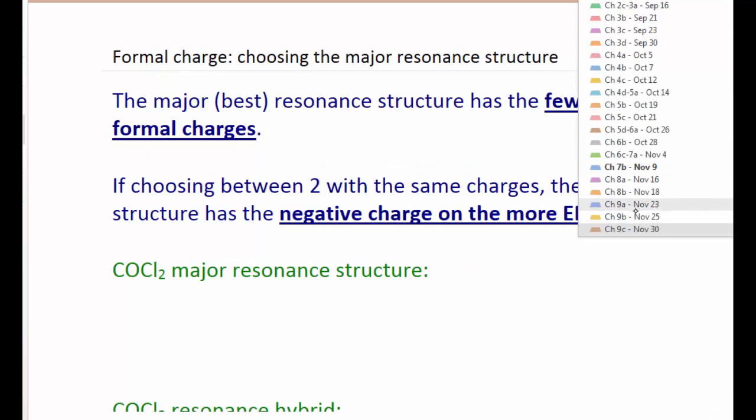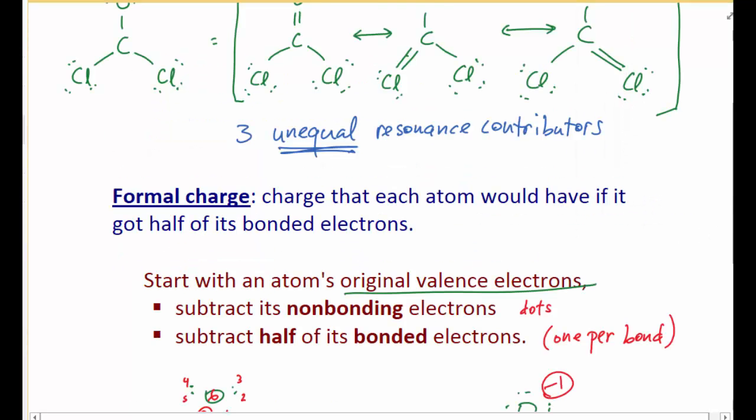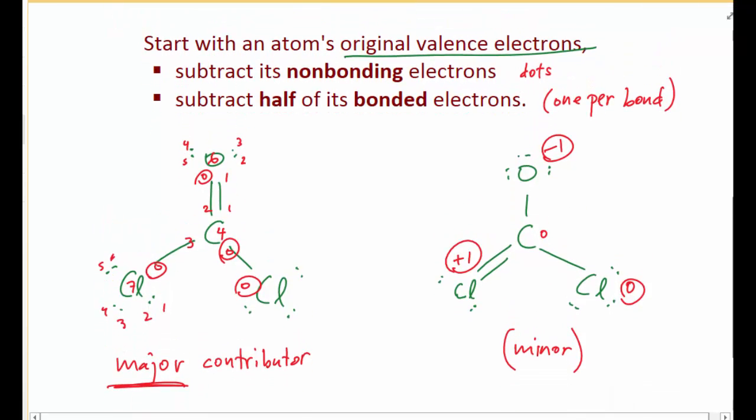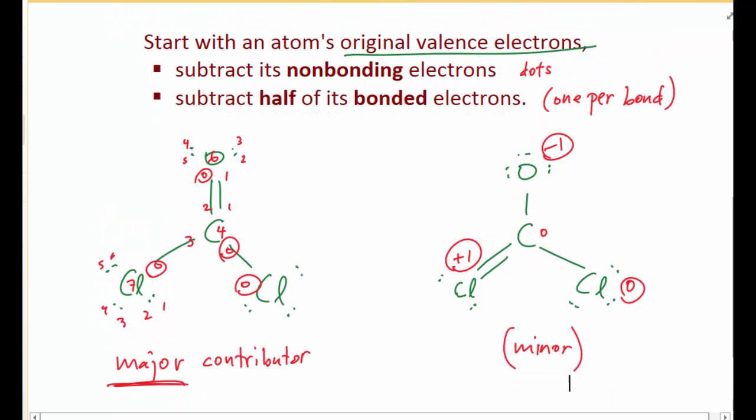So let's look at the last page that we had up last time here. We had two possible resonance structures of this molecule with C in the middle, O and two chlorines attached to it. We got to the point where we could choose whether to make the double bond to the O or the double bond to one of those chlorines. And the way we choose which is the better structure here is with those formal charges.